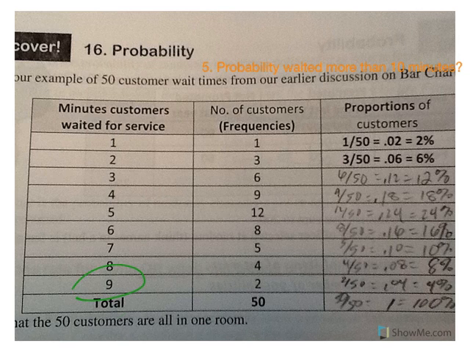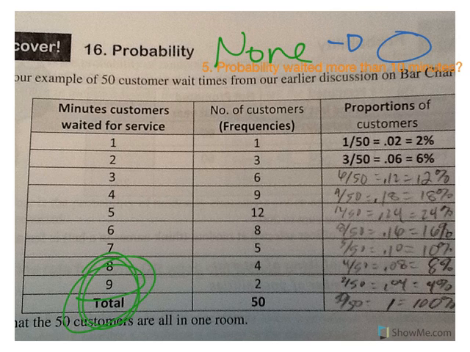Now, similar to that, in number 5, probability that they waited more than 10 minutes. Well, there is nothing more than 10, right? 9 is the biggest. So you say, well, this is nothing. And as a probability, that is 0, right? We can't have anything. If it doesn't exist, it's got a probability of 0.